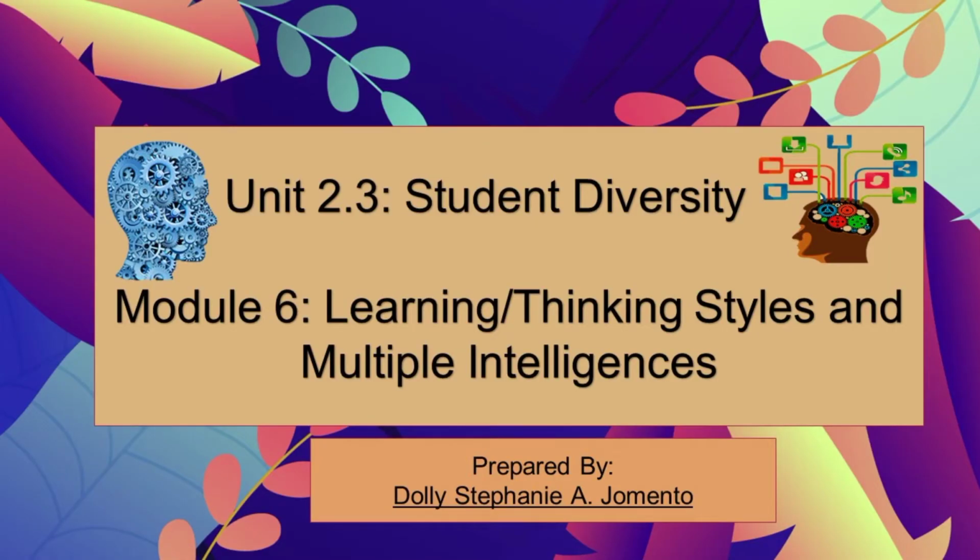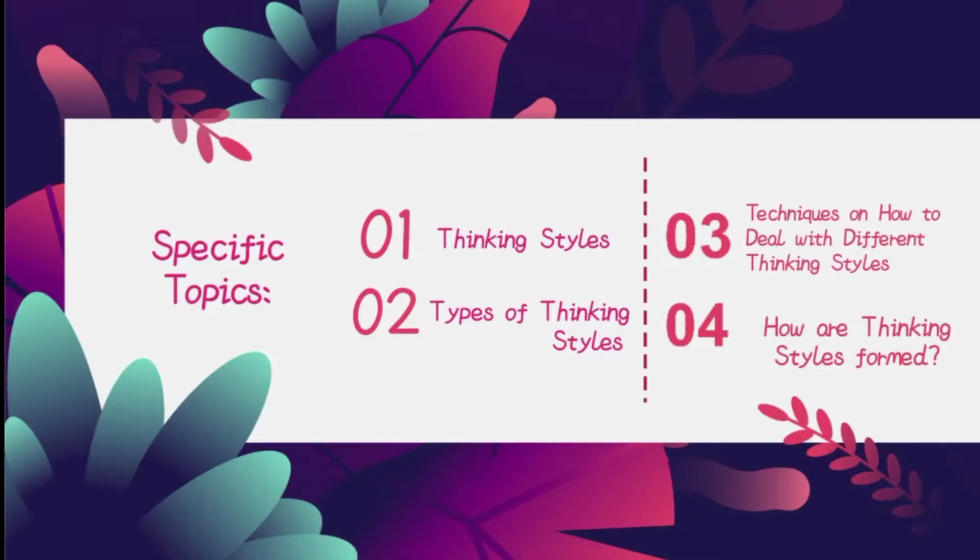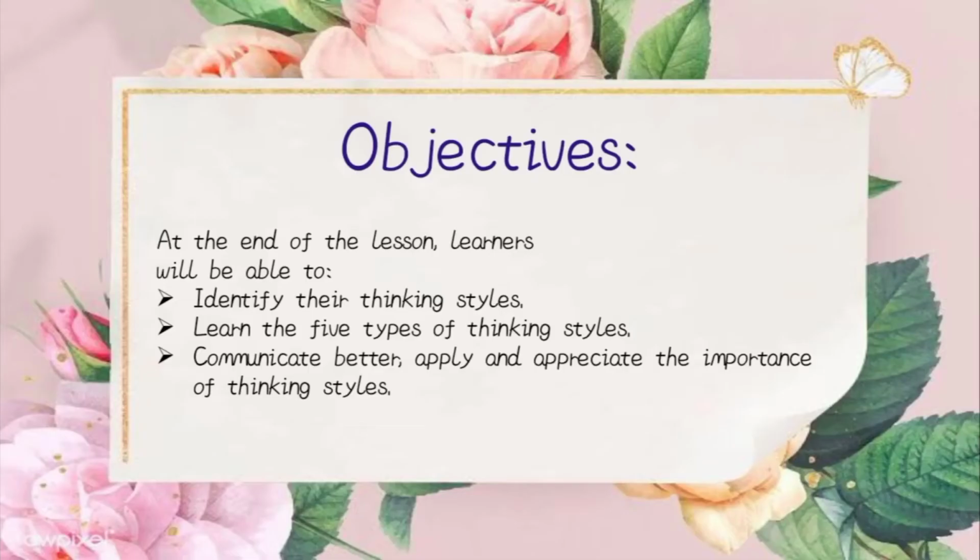Welcome to Module 6, Learning and Thinking Styles and Multiple Intelligences, under Unit 2.3, Student Diversity. These are the specific topics. Number 1, Thinking Styles. Number 2, Types of Thinking Styles. Number 3, Techniques on how to deal with different thinking styles. Number 4, How are thinking styles formed?